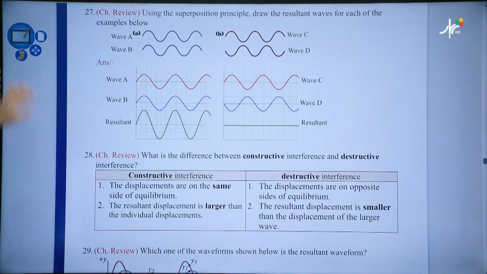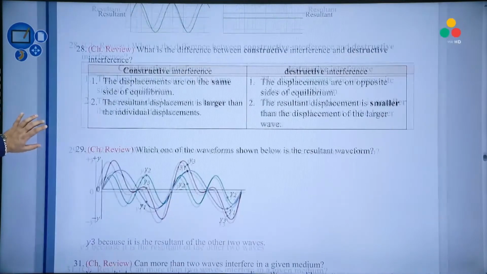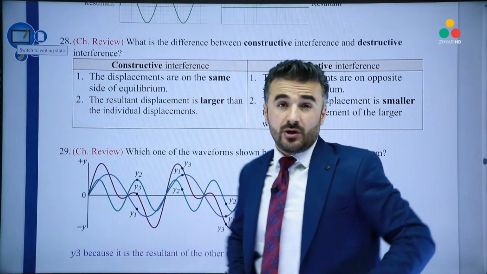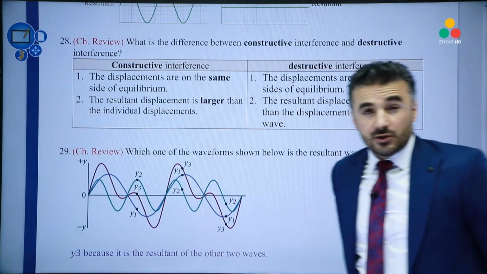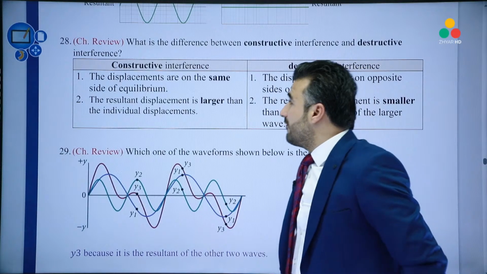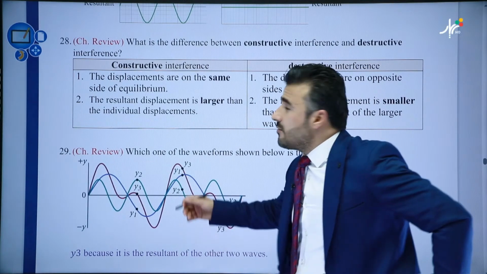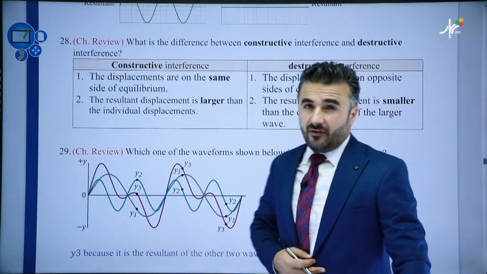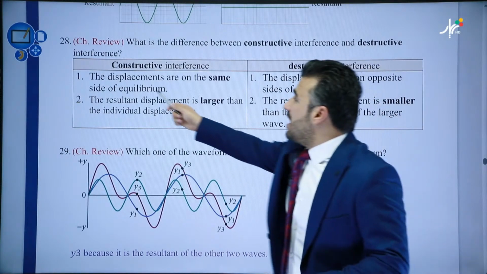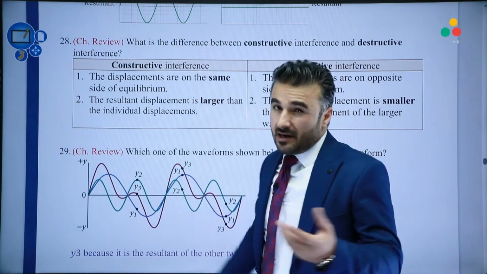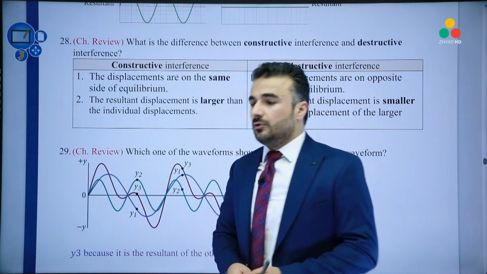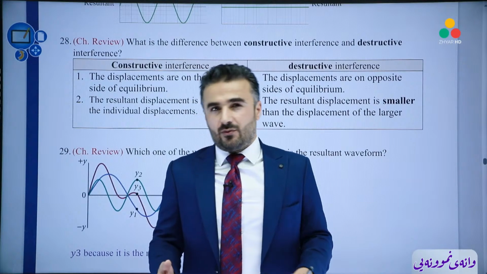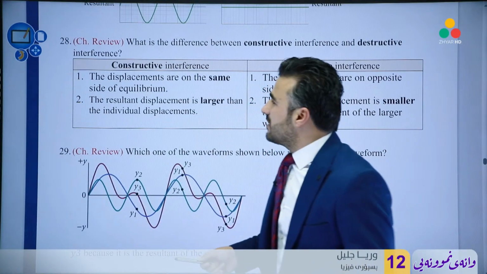Okay, now we have another question: what is the difference between constructive interference and destructive interference? We've learned the difference between the two, but let's go through these real quick one more time. In terms of constructive interference, the displacements are on the same side of the equilibrium. In order to have constructive interference, the amplitudes of the two waves have to be on the same side of the equilibrium.